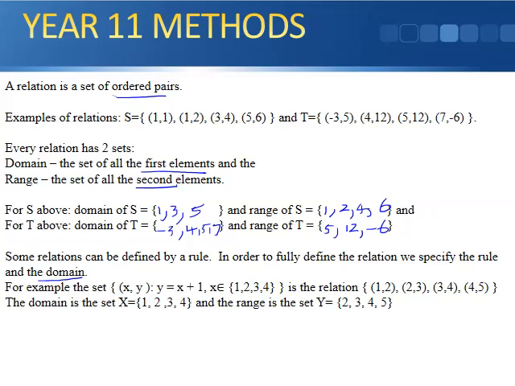For example, the set (x, y) such that y equals x plus 1, x is an element of {1, 2, 3, 4}, is the relation (1, 2), because when I put x equal to 1, I get 2. When I put x equal to 2, I get 3. So there it is there. The domain is the set of the x values, 1, 2, 3, 4. The range is the set of the y values, 2, 3, 4, 5.